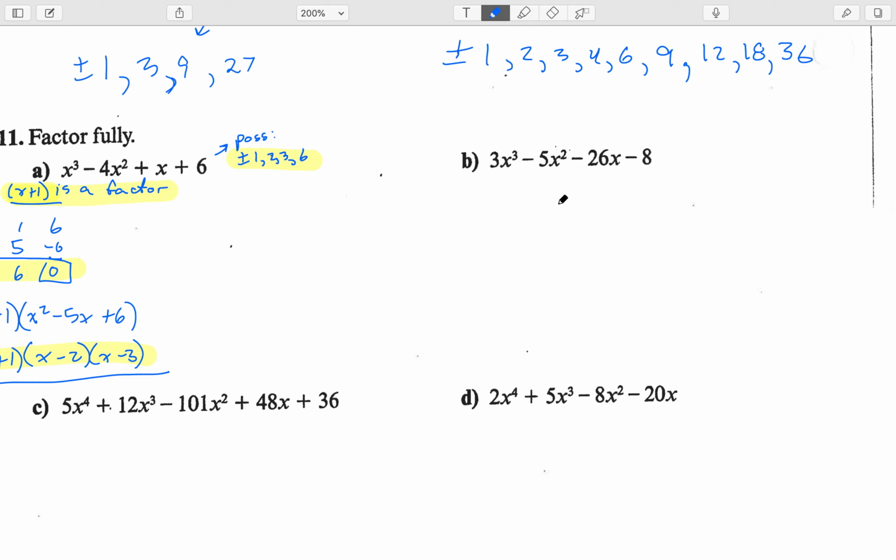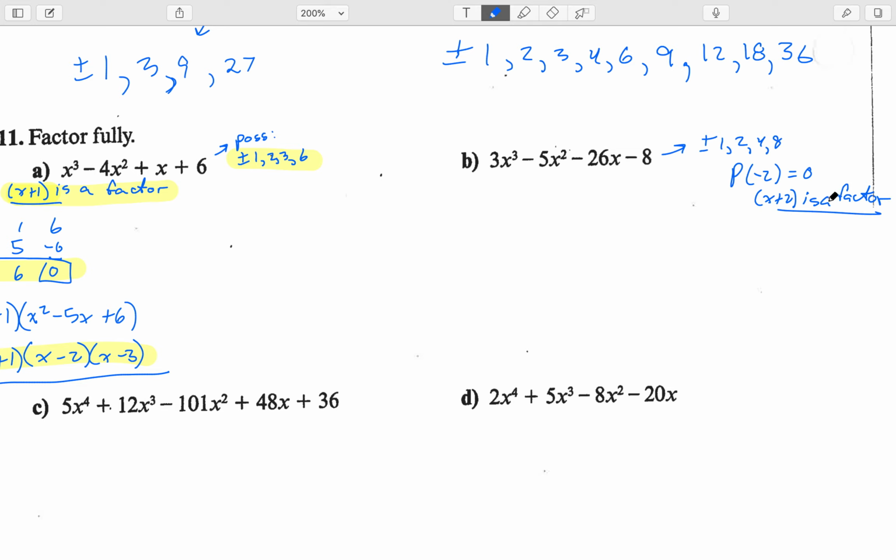Okay, let's try another one here. Once again, my possibilities are going to be plus or minus 1, 2, 4, 8, right? If I plug in p of 1, I'm going to get 8 minus, no, 1 does not work. What about negative 1? 3 times negative 1, so negative 3 plus 5 plus 26 minus 8. That does not give me, no, negative 1 does not work. You don't have to show the ones that don't work, because I know there's going to be lots that don't work. Now, turns out that p of negative 2 actually works, which means x plus 2 is a factor.